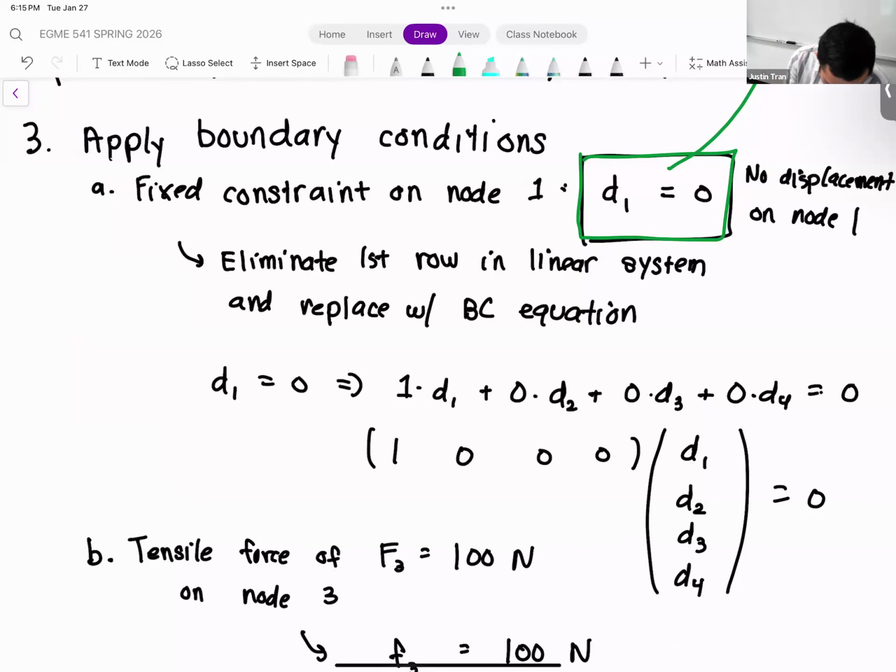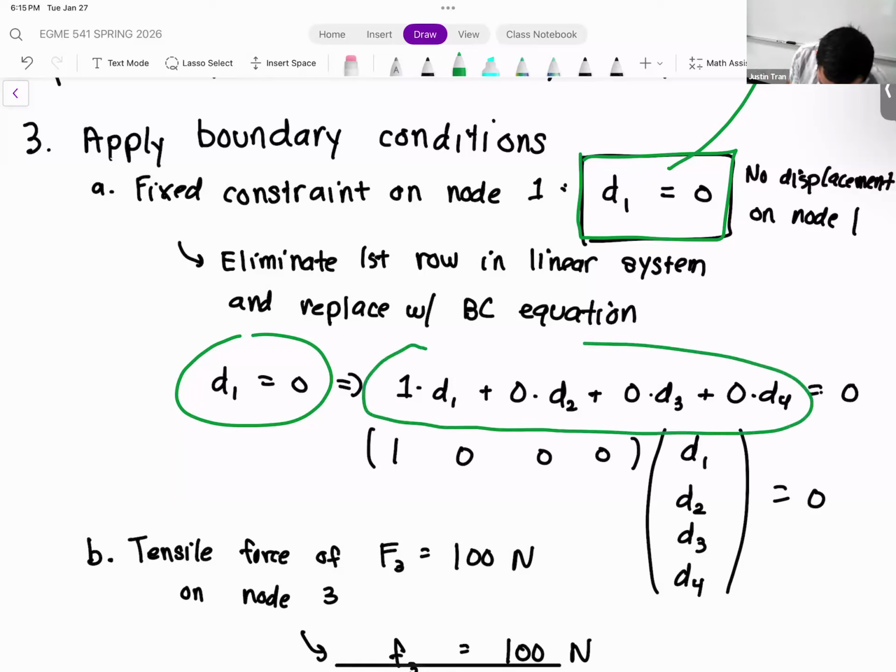So we basically transform this equation, D1 is equal to 0, and we expand it out to include all the other degrees of freedom as well, which is this one right here. So we have 1 times D1 plus 0 times D2 plus 0 times D3 plus 0 times D4, just so that we can insert that into the matrix. So those zeros become those other parts.